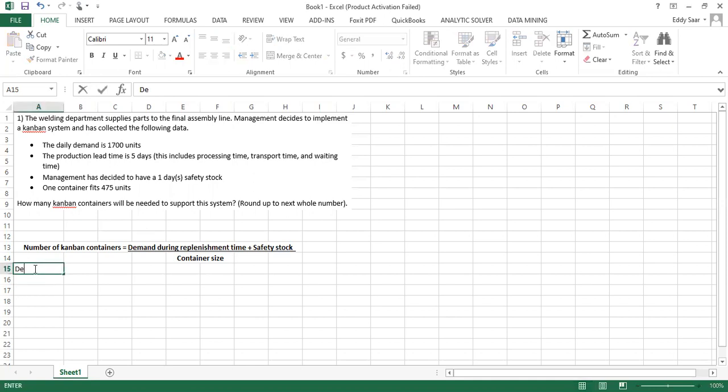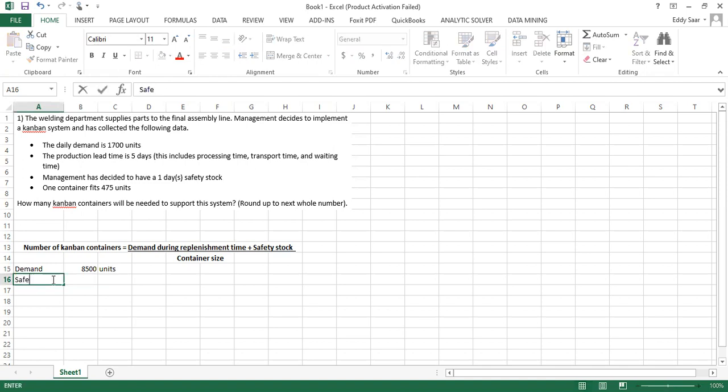First we need to find the demand. In the problem, the daily demand is 1,700 units, and the production lead time is 5 days. So we just multiply those two together, and that gives us our demand during replenishment time.